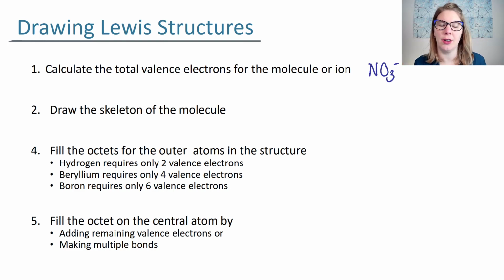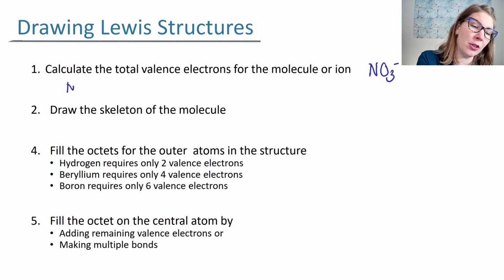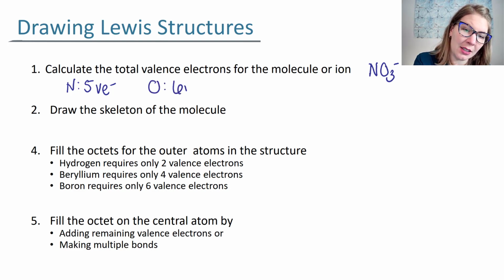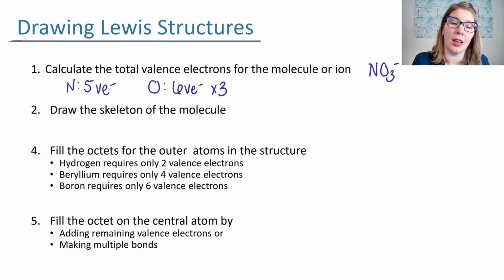For nitrate, what we want to do first is figure out how many total valence electrons there are. We use our periodic table to remember that nitrogen has 5 valence electrons. I'm going to abbreviate valence electrons with VE. Oxygen has 6 valence electrons, and in your structure, you have 3 oxygens, so you have a total of 18 valence electrons just from the oxygens.